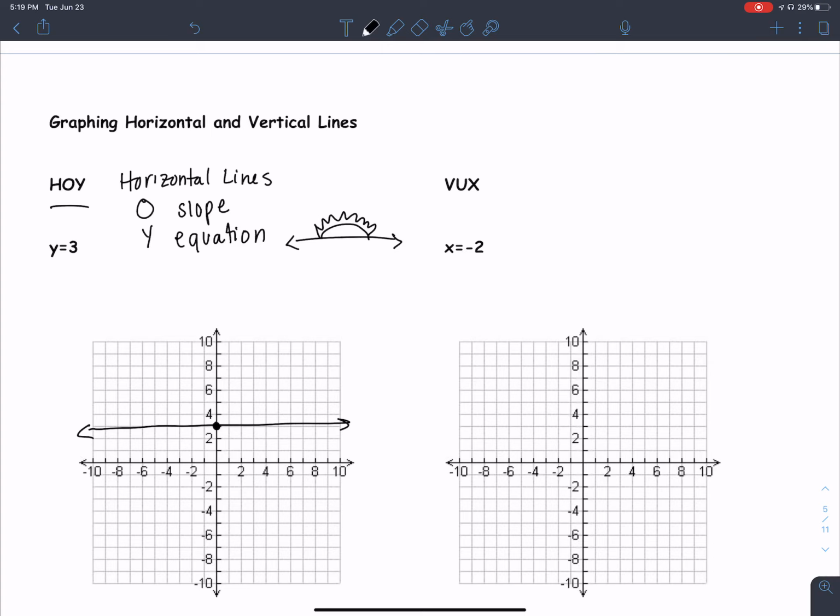So Vux, and I say it very strong, Vux is a vertical line, okay, and its slope is undefined, and it has an x equation. So anytime you see x, you think of a vertical line, and so vertical is this way, okay? All right, so x equals -2 is going to go through -2, and it's going to go up and down, okay?